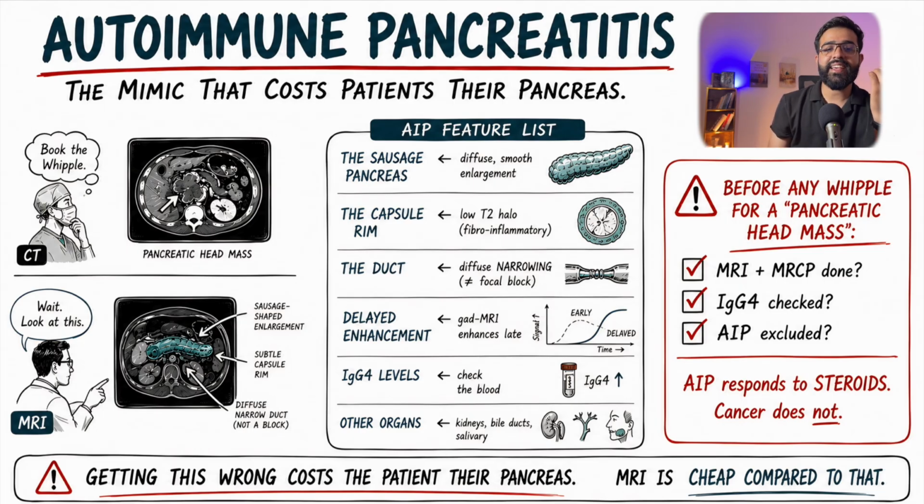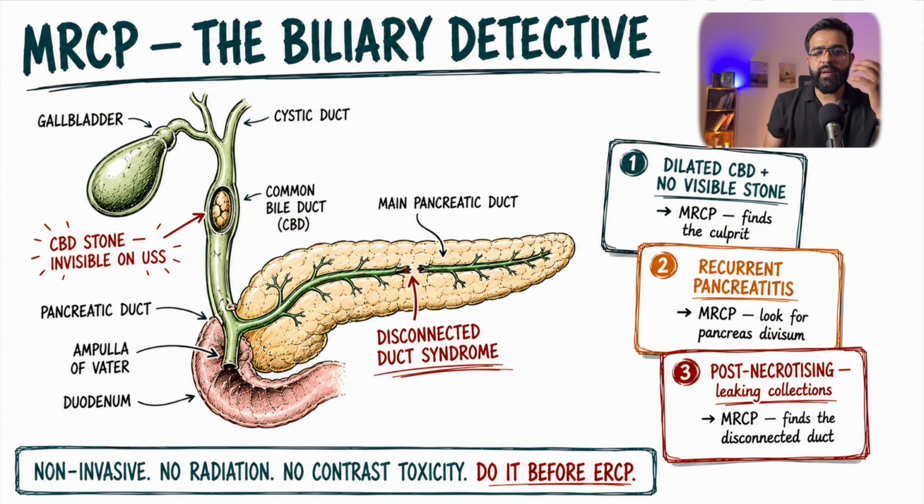And the enhancement, AIP shows delayed enhancement on gadolinium, slow progressive filling. The pancreatic ductal adenocarcinoma is hypovascular. It stays dark. AIP eventually enhances. Number 3, characterizing the cystic lesion in the post-pancreatitis pancreas.